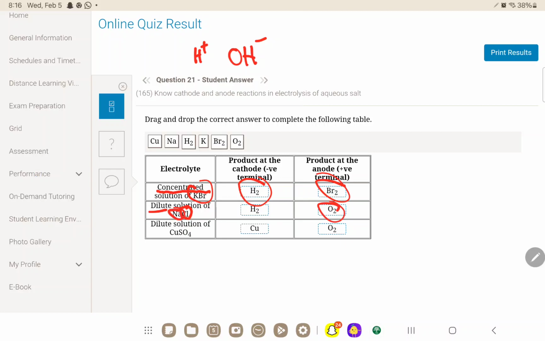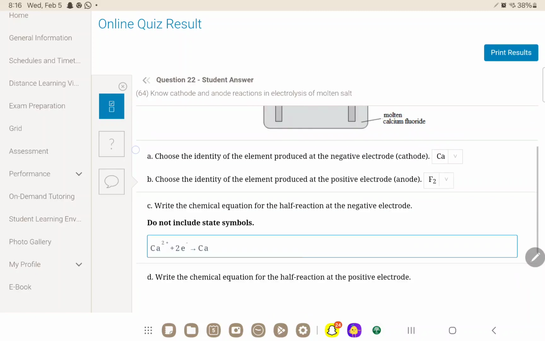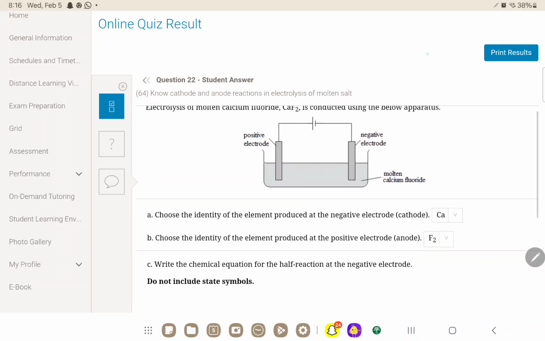Na+ is weaker than H+, so H2 is going to be found at the cathode. Cu2+ is stronger than H+, obviously, so we're going to find Cu at the cathode, and SO4 is weaker than OH-, so you're going to find O2 at the anode. And the last question for today: identify the element produced at the negative electrode. This is your negative electrode. Since it's CaF2, Ca is the cation, so you find it at the cathode. F is your anion, so you find it at the anode.